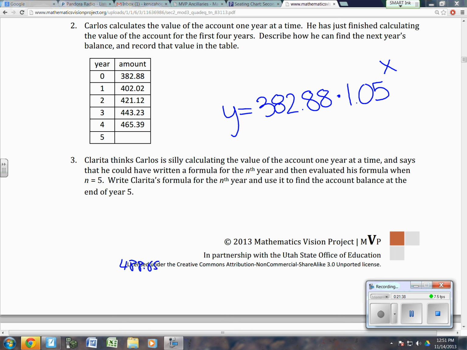So what are we going to put in for x? 5. So I want everybody to put this in your calculator. Type it in and put a 5 in right there and see if you get the right number we had before. Branson.